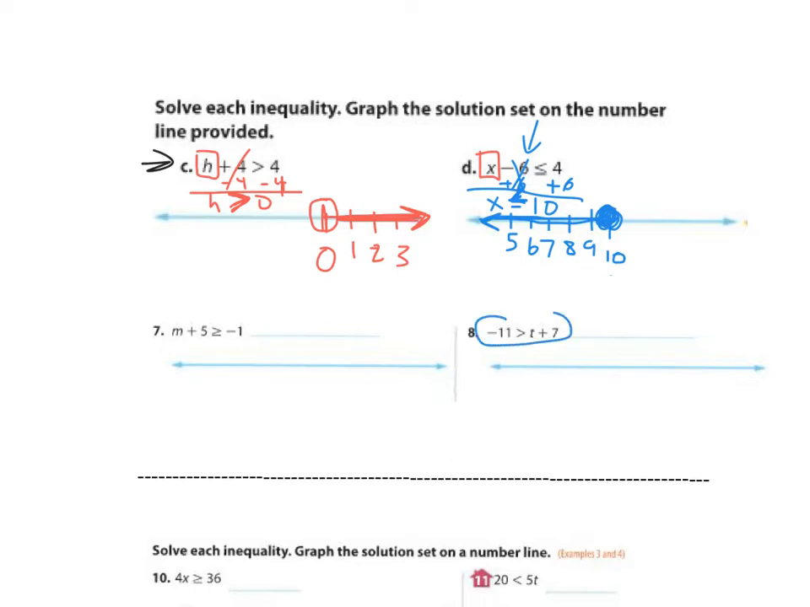All right, let's take a look at number 8. Whenever you have an inequality written in this way, it's going to be easier to graph it if you just rewrite it into an equivalent form. So negative 11 is greater than t plus 7. That means that t plus 7 is less than negative 11. It means the same thing, okay? Graphing is going to be easier.